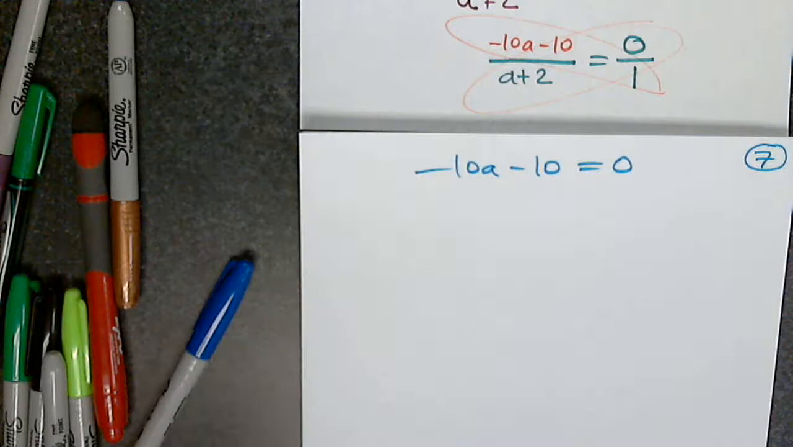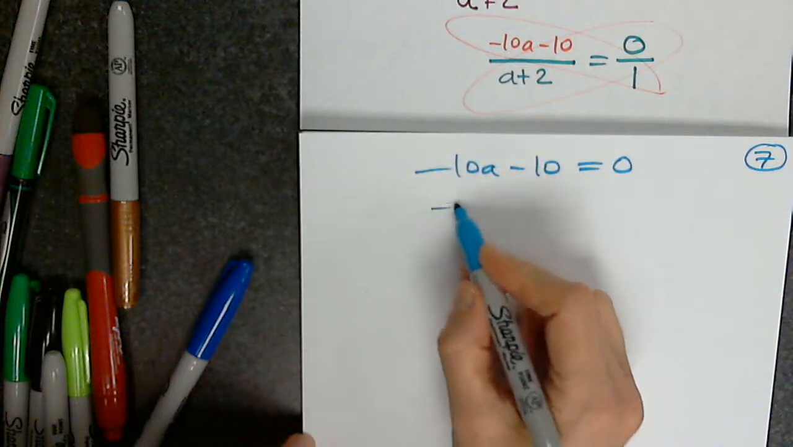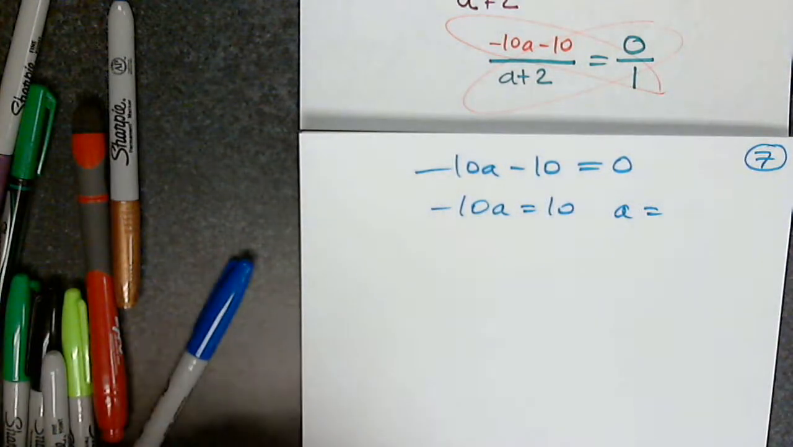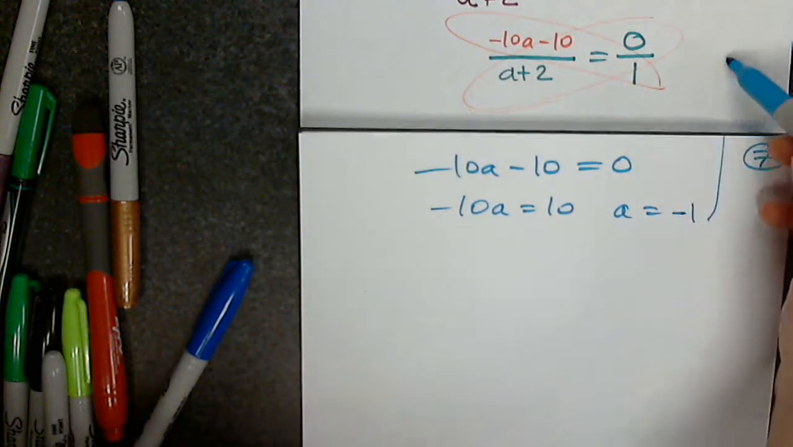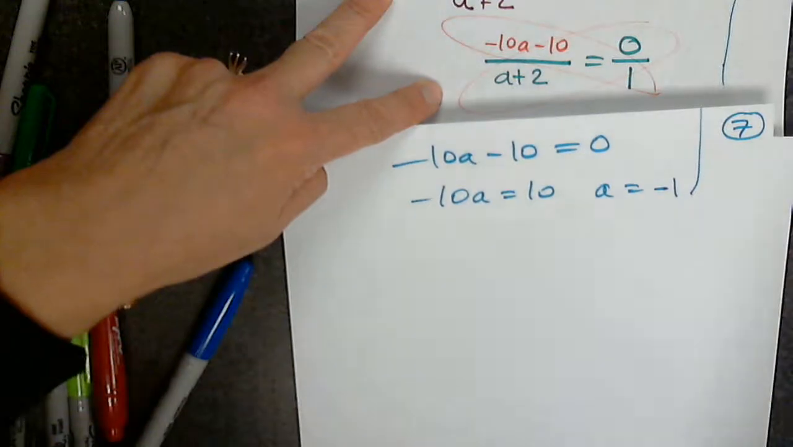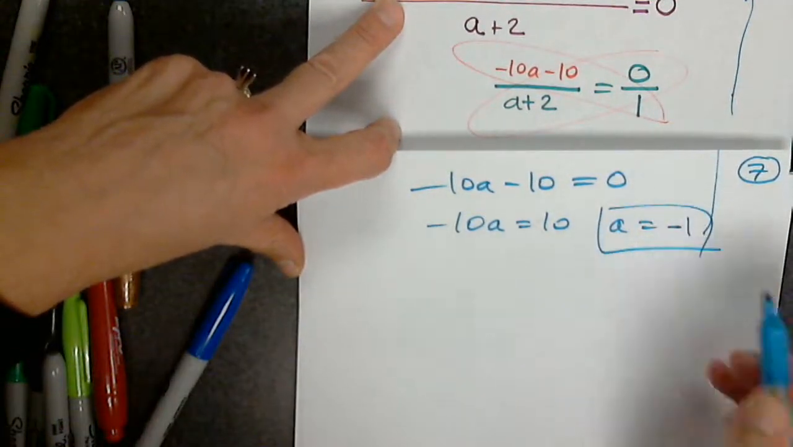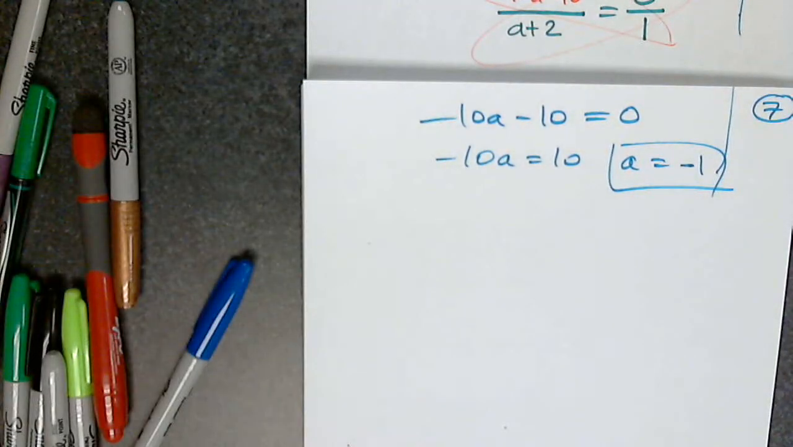But there are other ways. You can multiply both sides by a plus 2 and so on and so forth. Okay, so this is a linear equation. Negative 10a equals 10, so a equals negative 1. Is it among the restrictions? No. So this is it. Any questions? Would you like to choose the next one, or you still trust me?